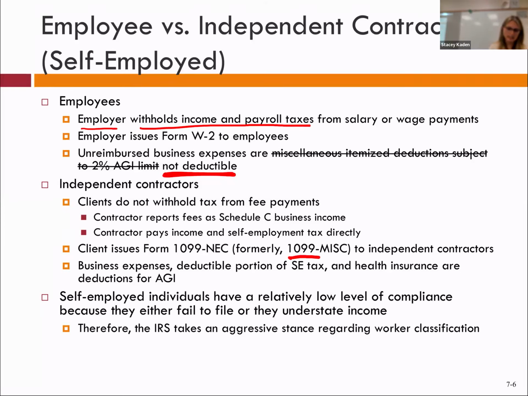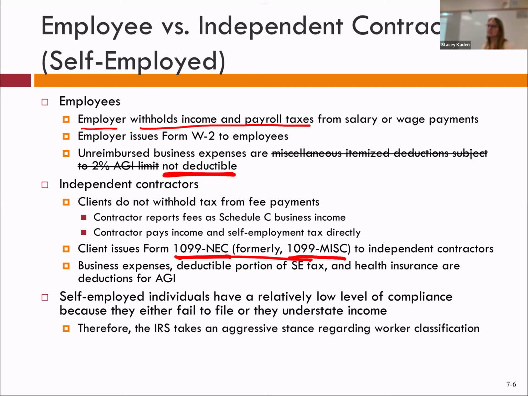This 1099 NEC used to be the miscellaneous. That helps ensure compliance. Because guess who is really unlikely to report all of the income they earned and pay tax on it? Self-employed individuals. They have an extremely low compliance rate. So if you're the IRS, how would you like to have everybody classified? Employees. You want everybody to be employees.